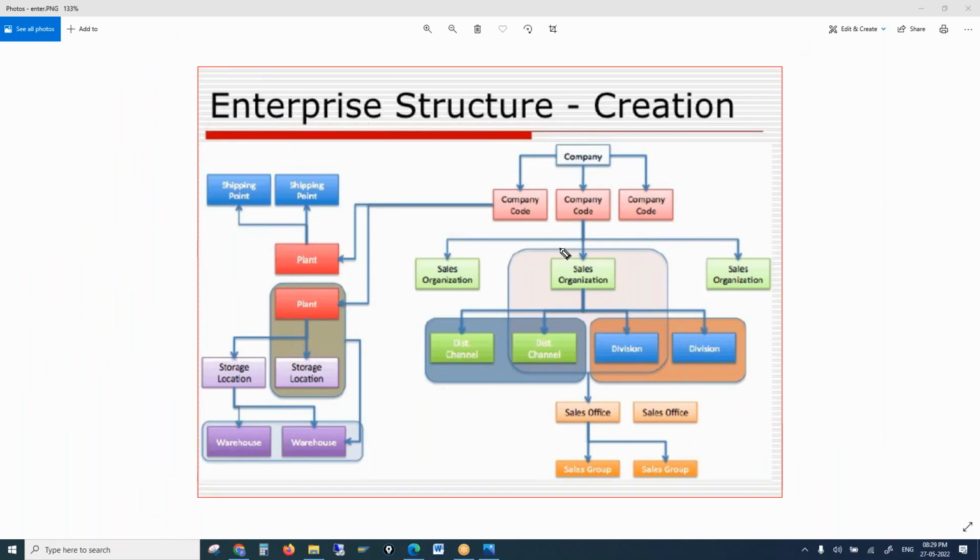Technically, one sales organization and one distribution channel is called a sales line. In interviews, if they ask what is a sales line, it is a combination of sales org plus distribution channel. The relations are the same. The distribution channel is imaginary. It's not physical. In the SAP system, it's imaginary.